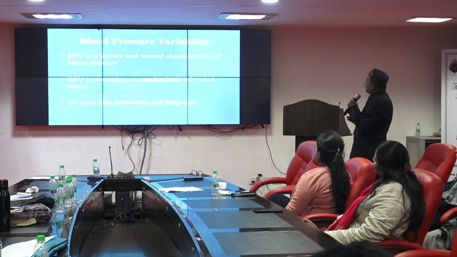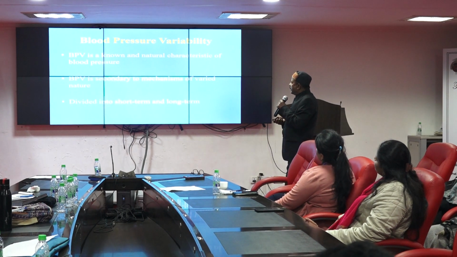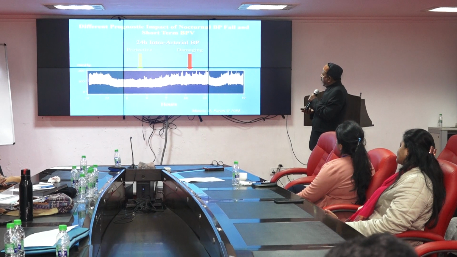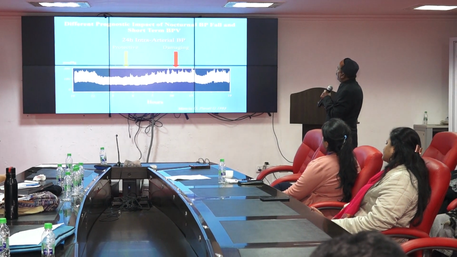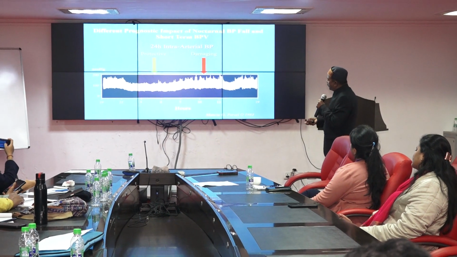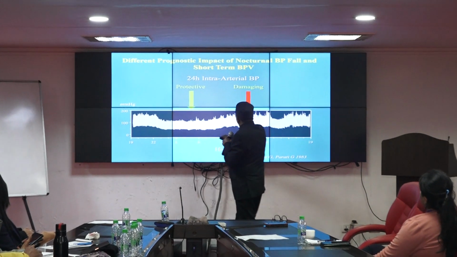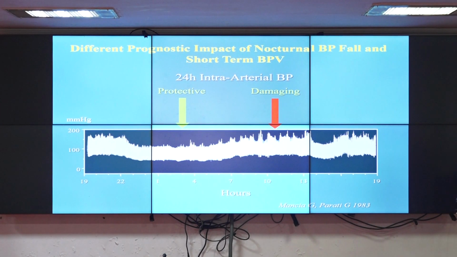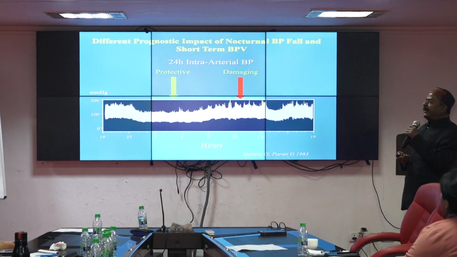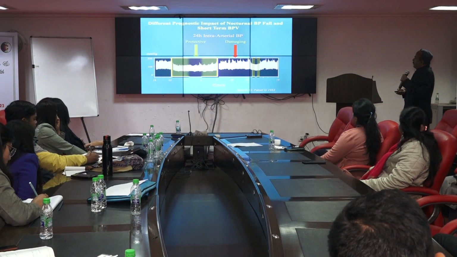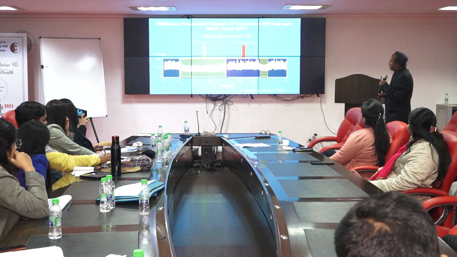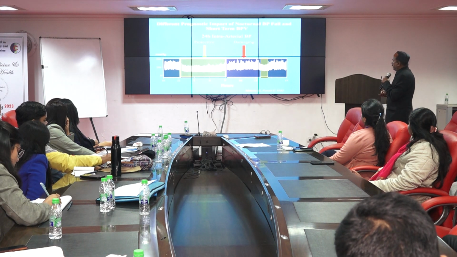So it is a known and natural characteristic of blood pressure, a physiological phenomenon, but it may be secondary to mechanisms of varied nature and divided into short-term and long-term. We have studied that, and we know the different prognostic impact of nocturnal BP fall and short-term blood pressure variability. If this night dipping is there during night time, you can see this dipping. This is daytime and night time, and here is no dipping. So it has been seen that no dipping is damaging for the arterial wall, and not only arterial, because it may produce endothelial dysfunction, and that may lead to hypertension as well. So we know that 24-hour intra-arterial BP, if it is not changing and during night time not going down, it may be damaging for our various cells.